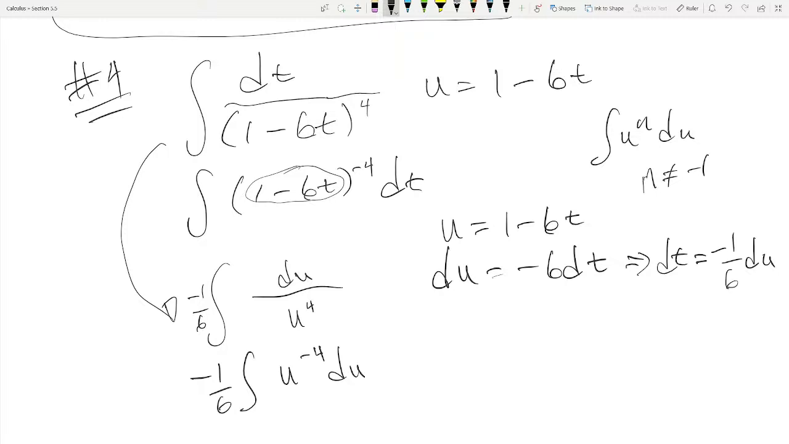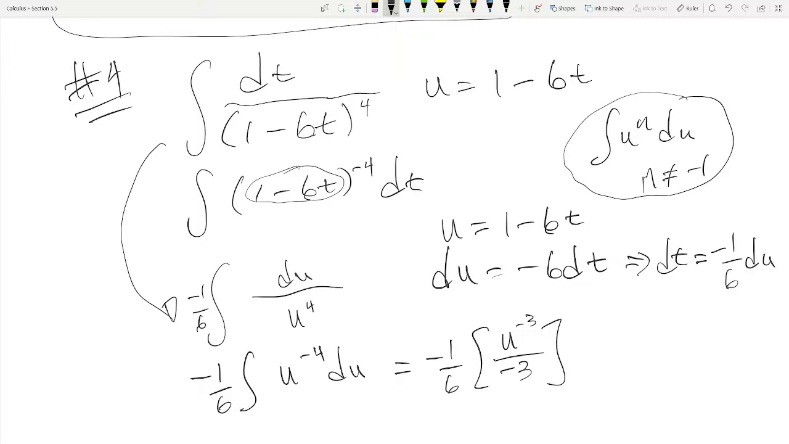Okay, so now when I add 1, I'm going to get to negative 3. So negative 1/6 comes along for the ride. And then I get u to the negative 3 divided by that same negative 3. Because I'm adding 1, right? The antiderivative of u to the n is u to the n plus 1. When I do that, I get negative 3 there. Okay, let's do a little housekeeping. The negatives cancel, and I have 1 over 18 u to the negative 3.